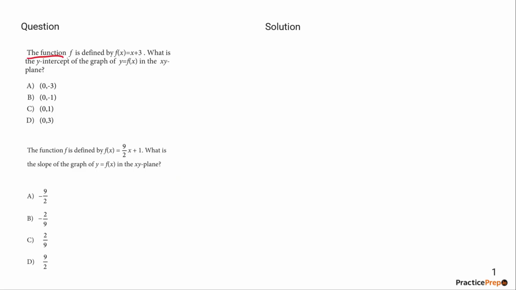The function f is defined by f of x is equal to x plus 3. So that is a linear equation because, as you remember, a linear equation has a slope multiplied by x, and there is a constant value, which is the y-intercept of the function. What is the y-intercept of the graph of this function in the xy plane?